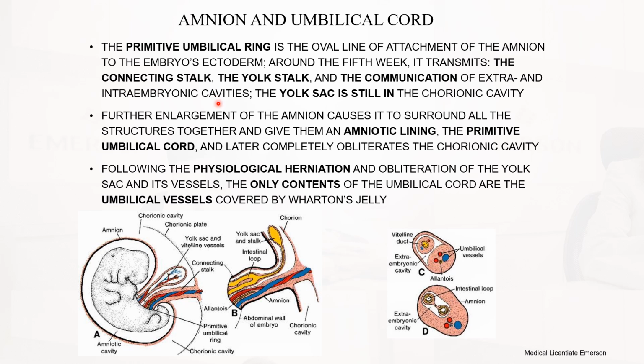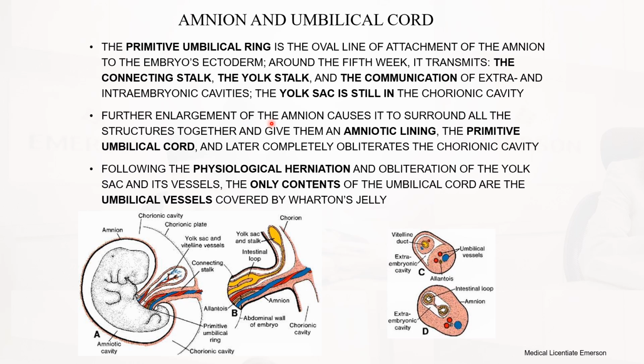Okay, so let's now look at the amnion and the umbilical cord. The primitive umbilical ring is the oval line of attachment of the amnion to the embryo's ectoderm. Then around the 5th week, it transmits the connecting stalk, the yolk stalk, and the communication of the extra- and intraembryonic cavities. The yolk sac is still in the chorionic cavity at this stage.